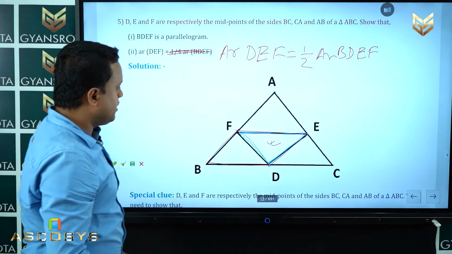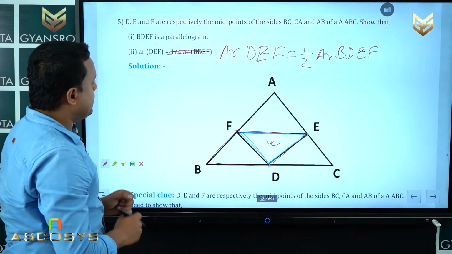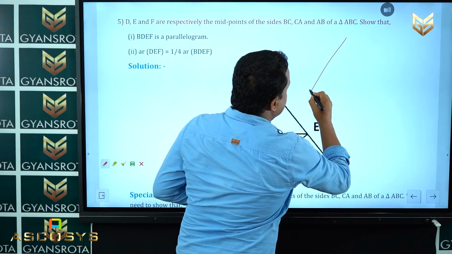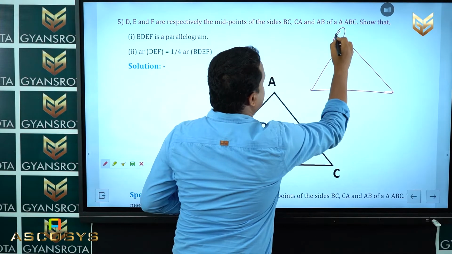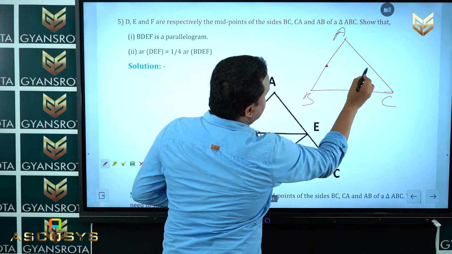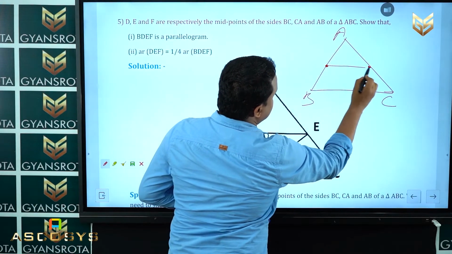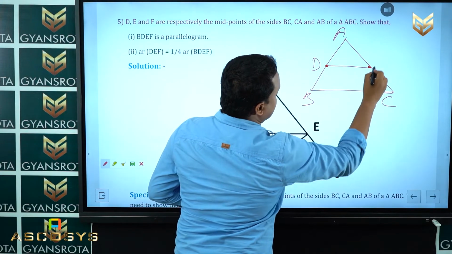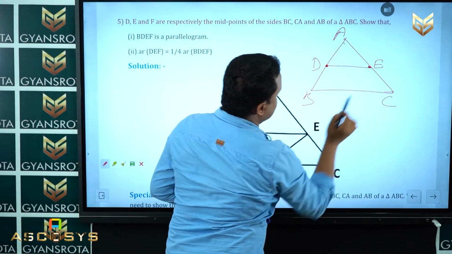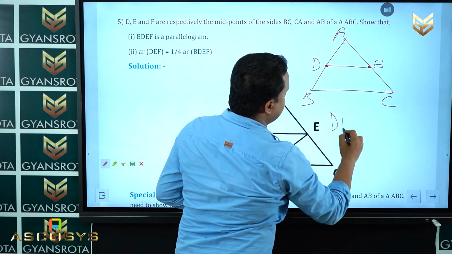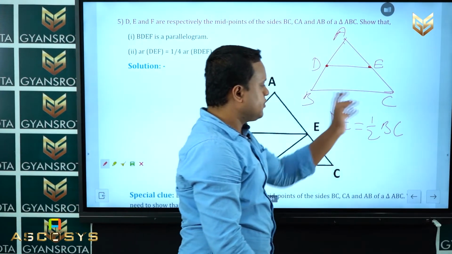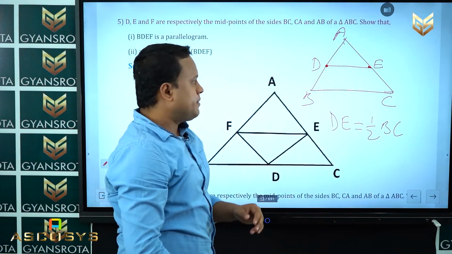Here is one theorem you have to remember, like the one we did earlier. In any triangle ABC, if we draw a line by joining the midpoints of two adjacent sides, suppose D and E are the midpoints of the sides AB and AC, then the length of DE will be half of the length of BC. We already did this theorem in earlier chapters.